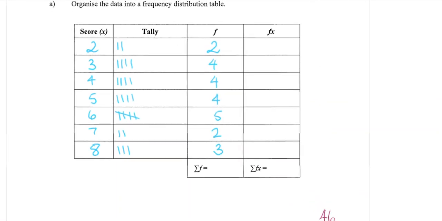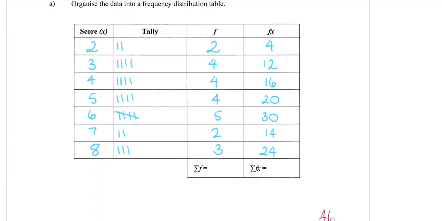Okay, so now focusing on finishing the rest of the table. Fx. The F is the frequency that we just did here. X is over here for the score. We want to times them. So 2 times 2 means that number there is a 4. And in the next row, 3 times 4 is 12. 4 times 4 is 16. 5 times 4 is 20. 6 times 5 is 30. 7 times 2 is 14. 8 times 3 is 24.